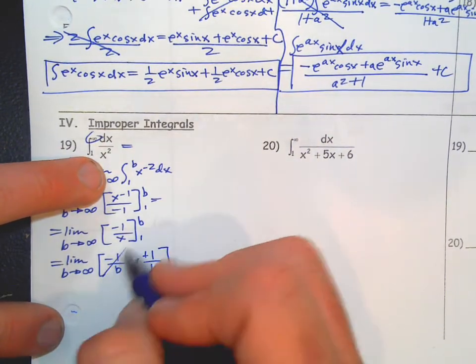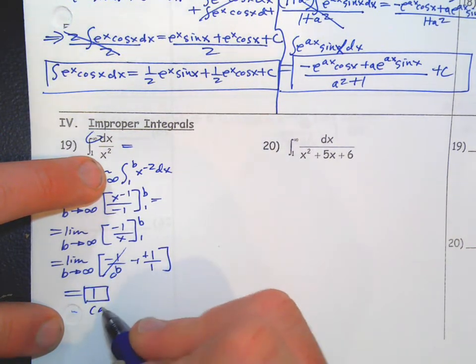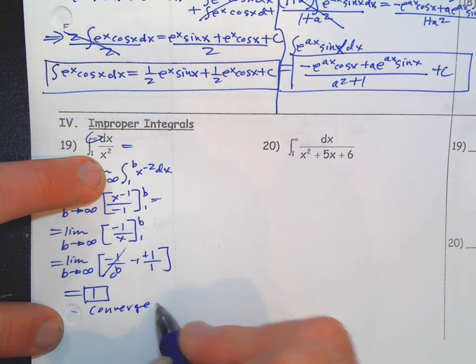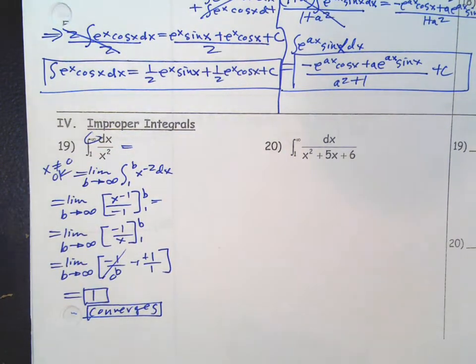Now, as b goes to infinity, that goes to 0, and your answer is 1. So we say that it converges to 1. So that's how we do it.